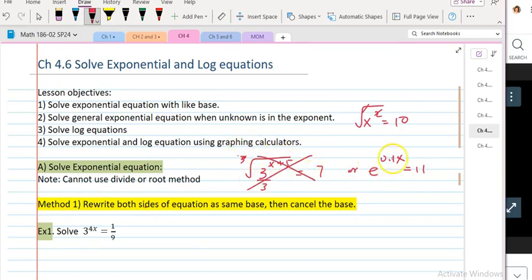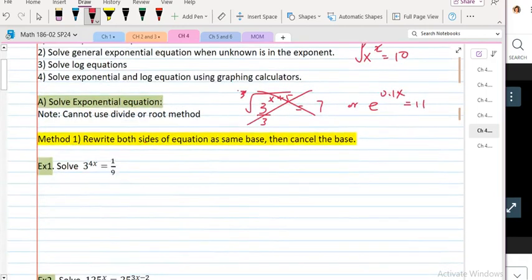You can do root or divide by e to change them, but those are not the equations that we are dealing with here. These equations help us to solve word problems. In 4.7, in the next video or next chapter, we will use this a lot, so you need to master this first. Let's look at this first equation.